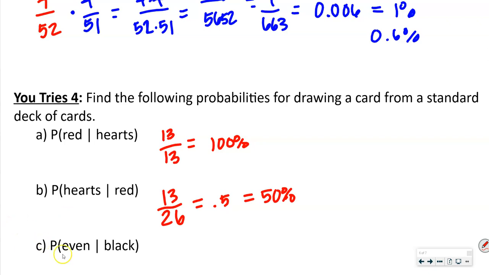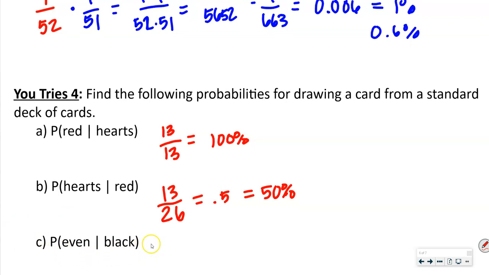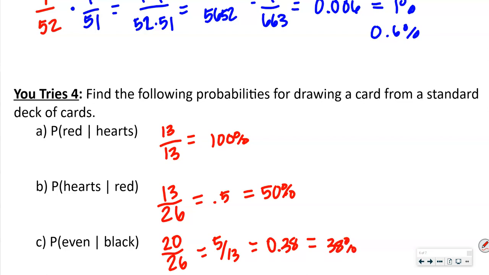Now our last one is, given that it's black, so how many black cards are in the deck again? 26 of them, and how many of those were even? Okay, so this one now we're going to have to think about 2, 4, 6, 8, 10. So for every suit, there's 5 of them, right? So 5 times 4 is 20, yes? So you're going to have to think this through, guys. So 20 over 26, that reduces to be 5 over 13. 5 divided by 13 is 0.38, okay? So that means it is 38%, okay?